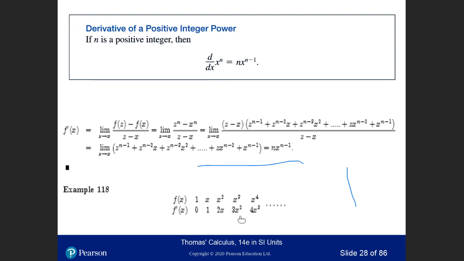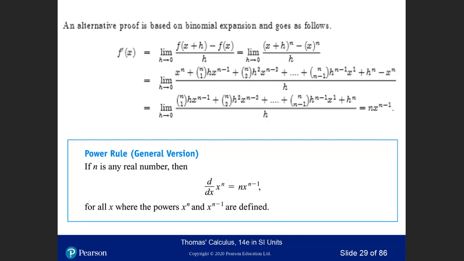If it's x cubed, 3x squared. x to the 4th, that's 4x cubed. And you can go on like this. So, there's an alternative proof. You can try this at home.